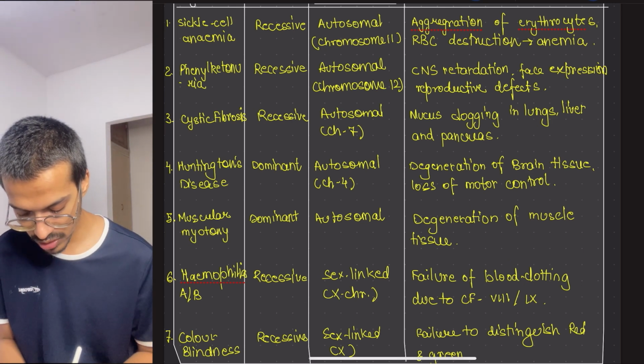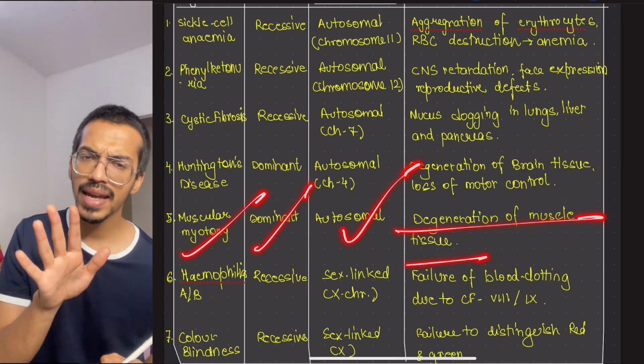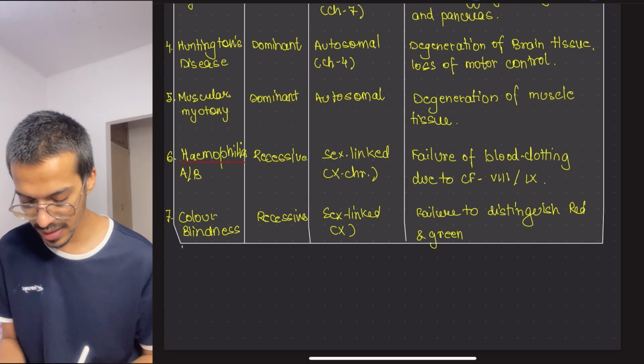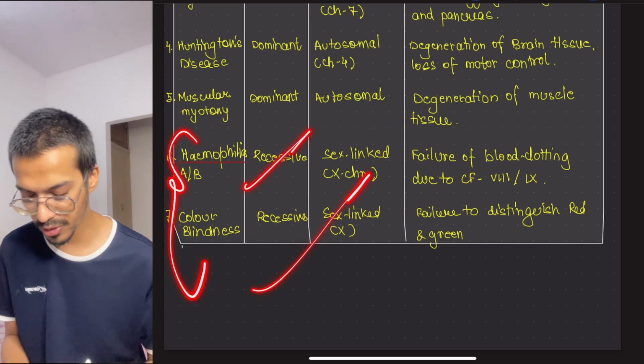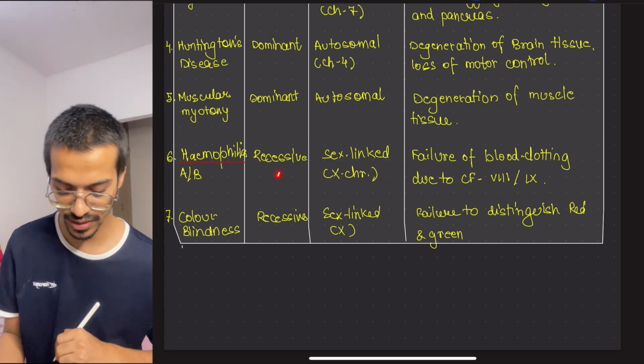So in muscular dystrophy, dominant autosomal degeneration of muscle tissues takes place. Anyone can have a problem with it, autosomal means that. Then two of them in our syllabus are sex linked. What is the first? The first is hemophilia A or hemophilia B. It's a recessive sex-linked disorder.